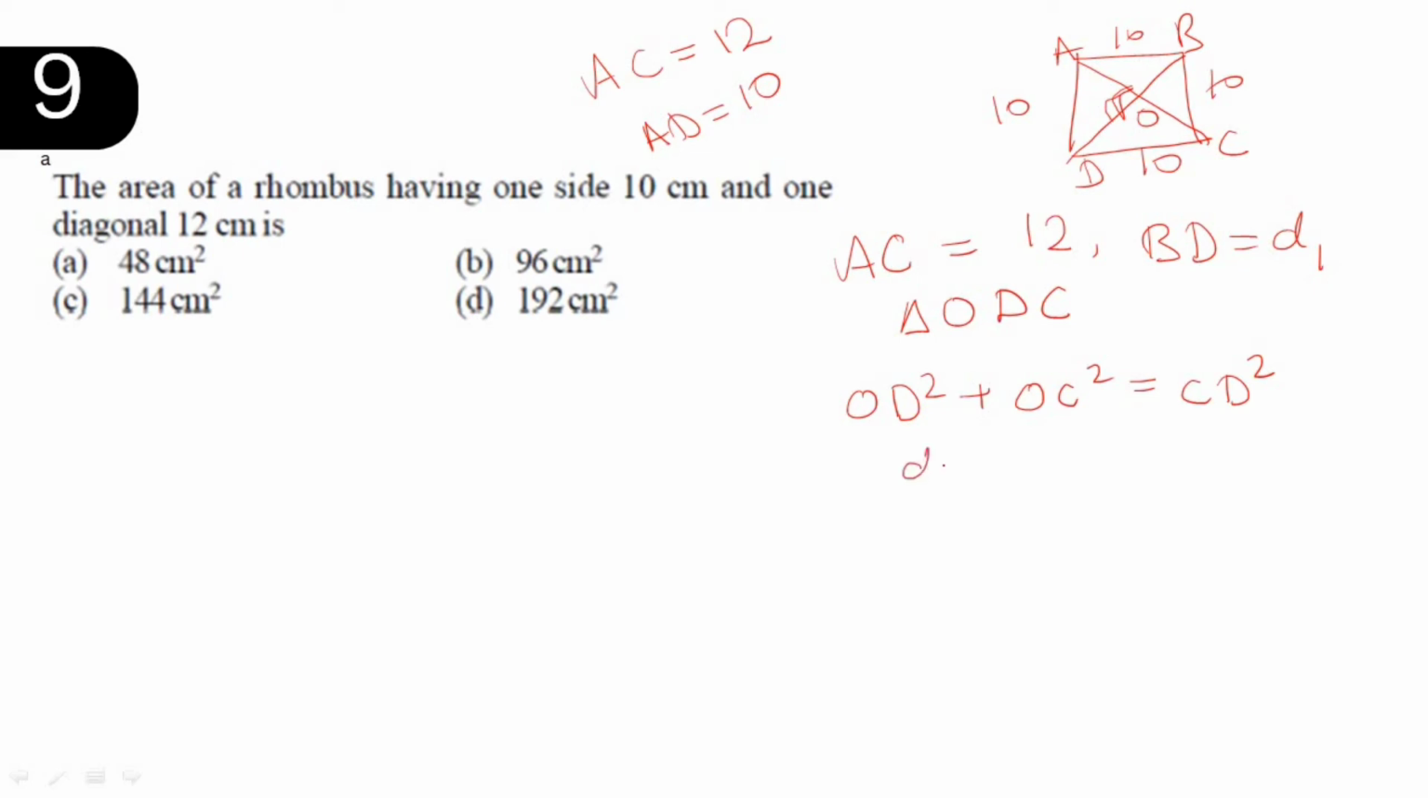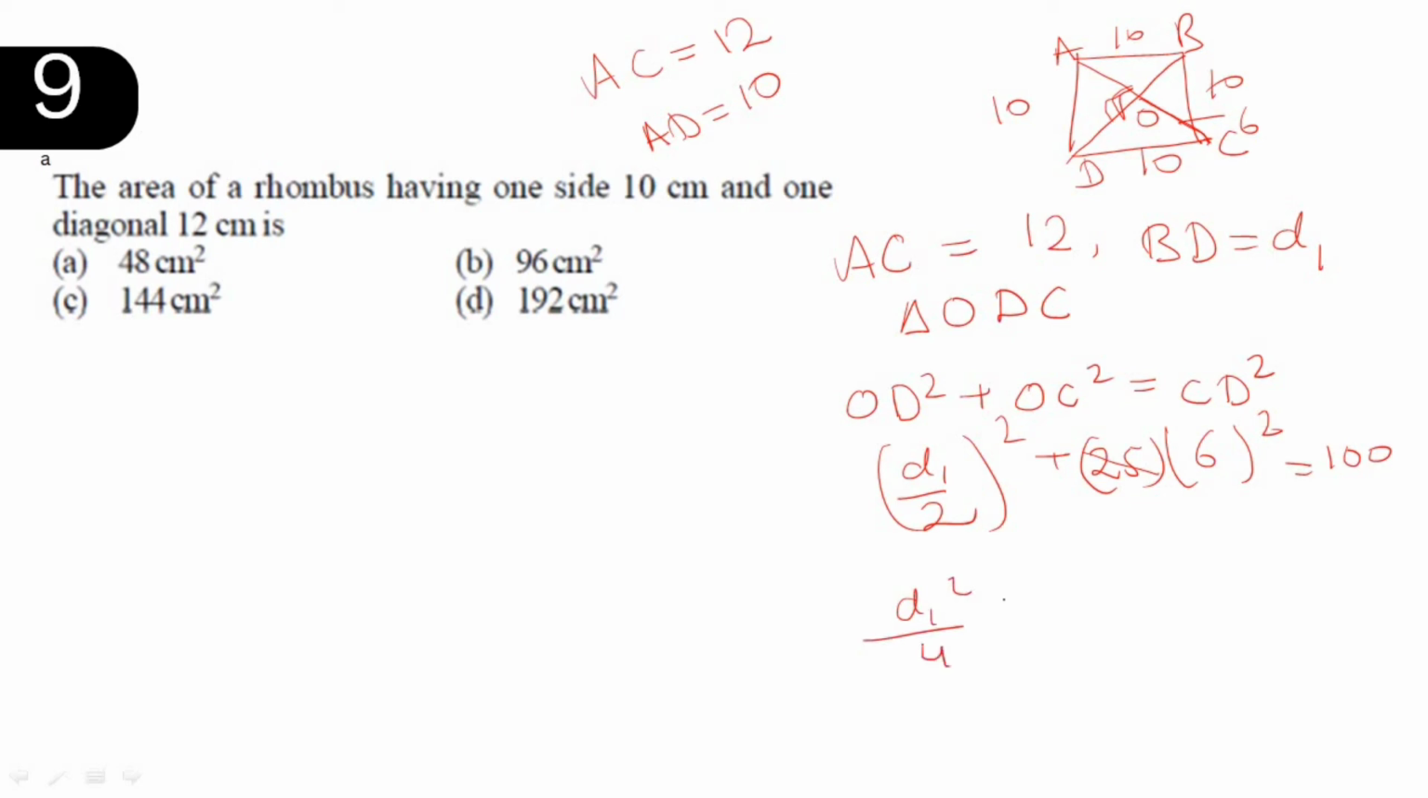OD is D1 by 2, because OD square plus OC square is equal to CD square. OC square, which is 25. Why 25? Because OC will be 5. Why 5? Sorry, not 25, my mistake. OC is 6. Why 6? As AC is 12, OC will be 6 because half of the diagonal is 6, and that is CD square, which is 100.